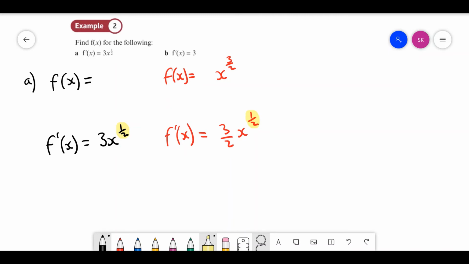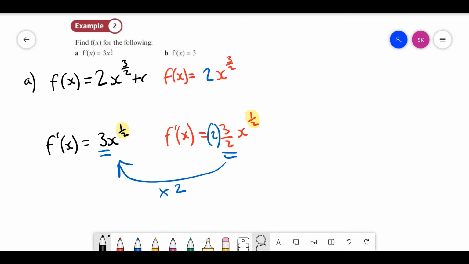However, at the moment, my constant is 3 over 2. I'm looking to get 3. So what do I times 3 over 2 by to make it into 3? I just times it by 2. So I write 2 there, which means I write 2 here, which means my answer is 2x to the 3 over 2 plus c.